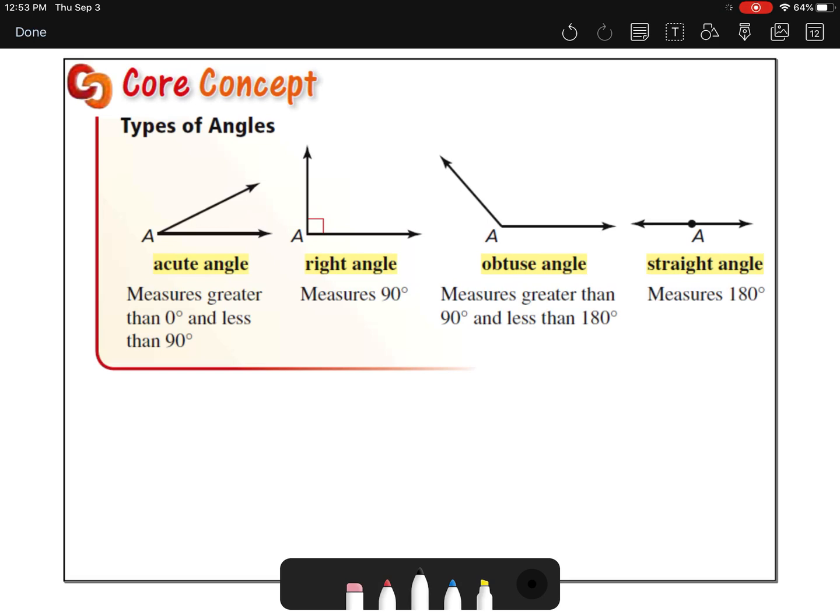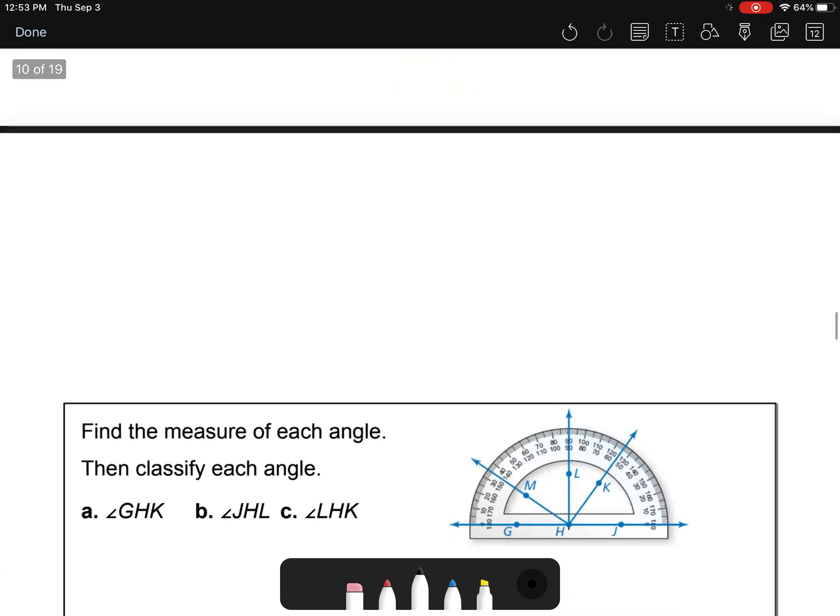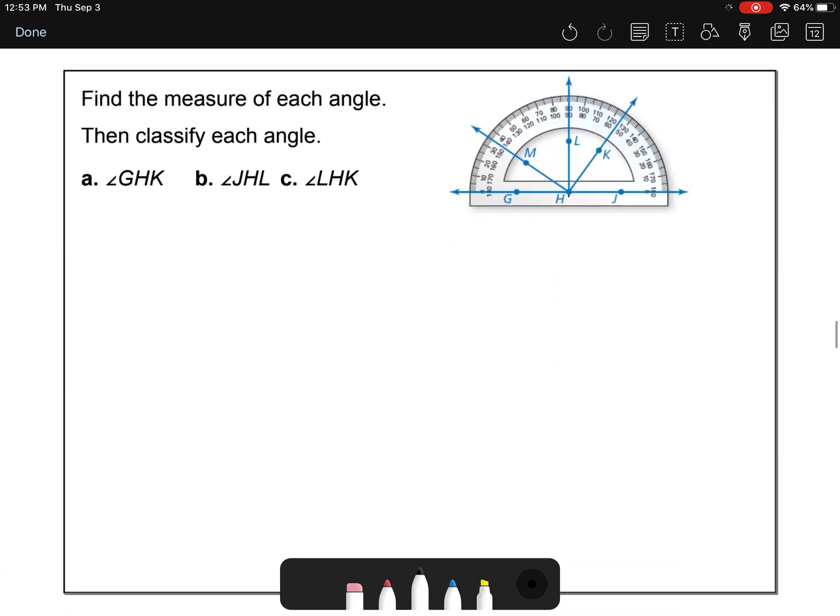The other core concept today: acute, right, obtuse, and straight. Acute angles are less than 90. Right angles are equal to 90. Obtuse are larger than 90 but less than 180, because a 180 degree angle is a straight angle. So let's measure some angles.